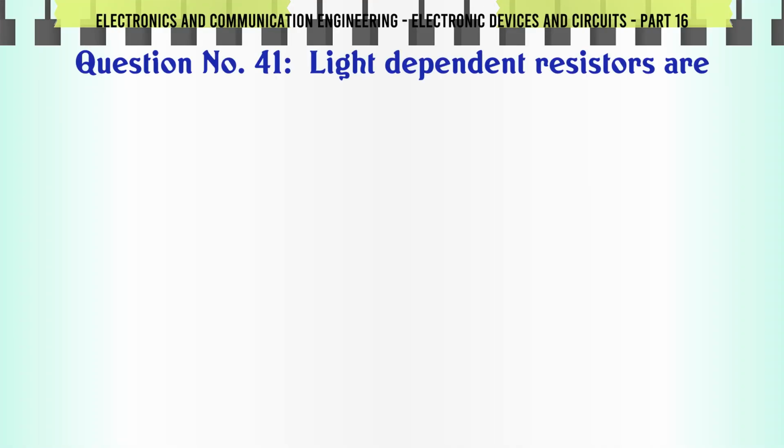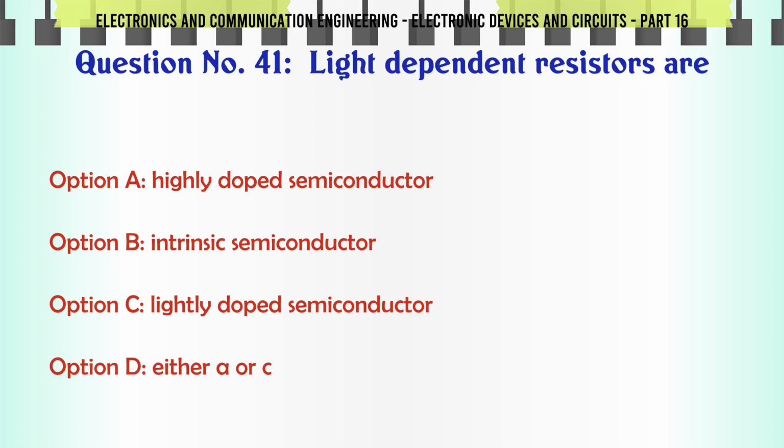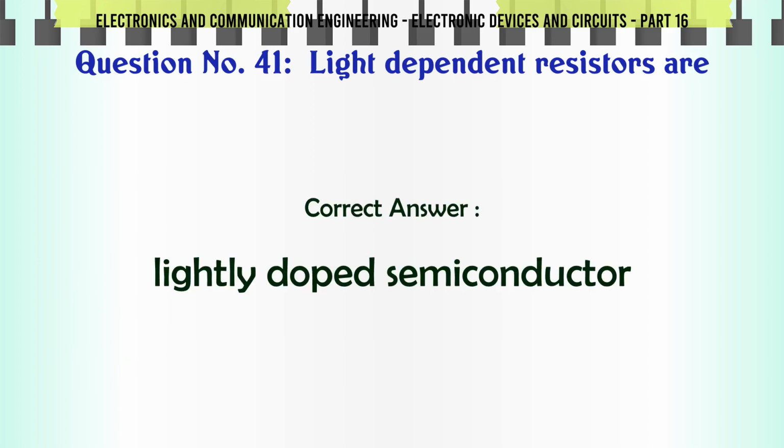Light-dependent resistors are A. highly doped semiconductor, B. intrinsic semiconductor, C. lightly doped semiconductor, D. either A or C. The correct answer is lightly doped semiconductor.